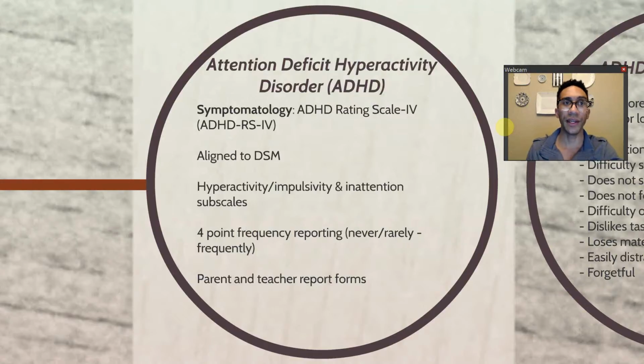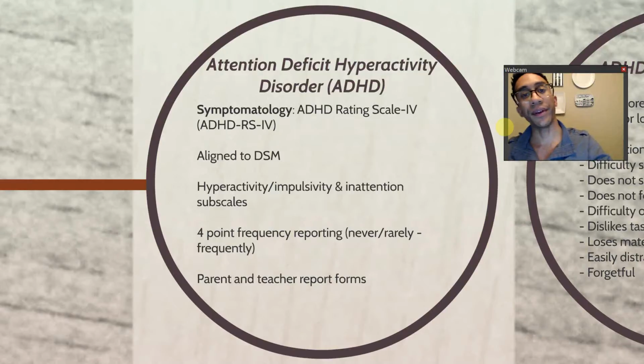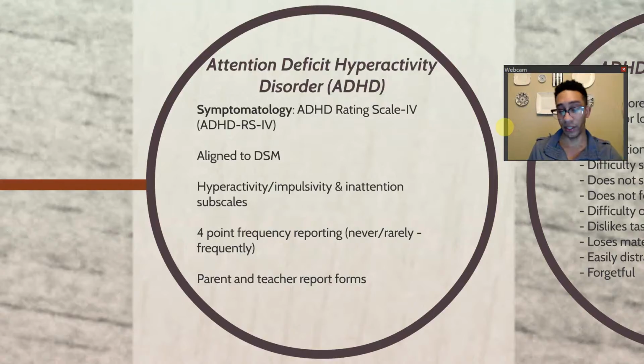So it all depends, taken all together, on what that symptomatology looks like for the child or the adult that has ADHD or may potentially qualify for having ADHD. So there's a 4-point frequency reporting scale. This ranges from never, like this does not apply to me, to frequently, like this is my everyday. So it's an opportunity for a person to self-reflect and self-assess to see where they are, and it can really help.